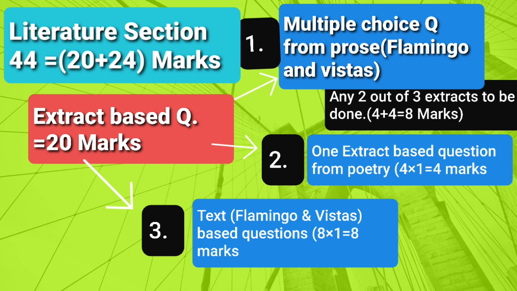Talking about the third question from the literature section here, that will be a text-based question, that is to assess your comprehension, analysis, inference and interpretation from the books, and it will be from Flamingo and Vistas. Out of 10 you need to attempt 8 questions there, that will be of 8 marks. So as far as extract based questions are concerned from literature, that is going to be of 20 marks. Division is 8 plus 4 plus 8.